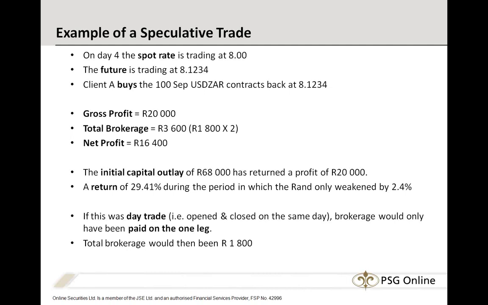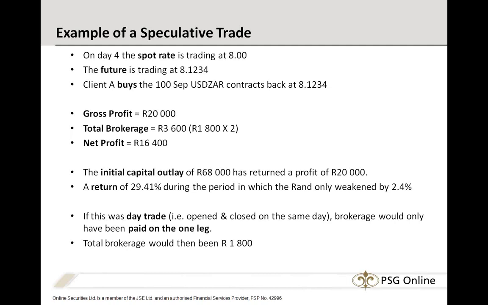On day 4, in the next slide, you'll see the table in more detail. The Rand has pulled back now to 8 Rand, and the future is trading at 8.12 Rand. So he buys back. Remember, he sold the contract, and he buys back to close out the position. He buys back at 8.12, and he makes a gross profit of 20,000 Rand.